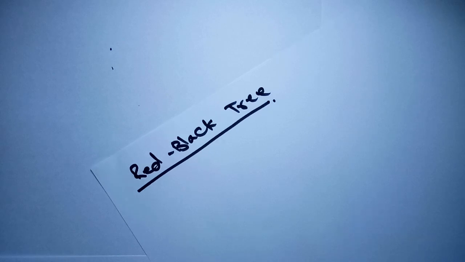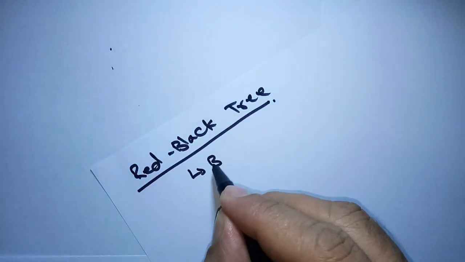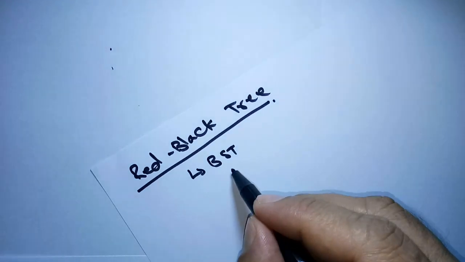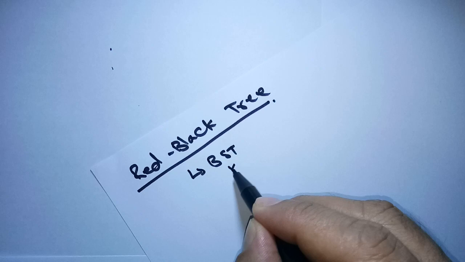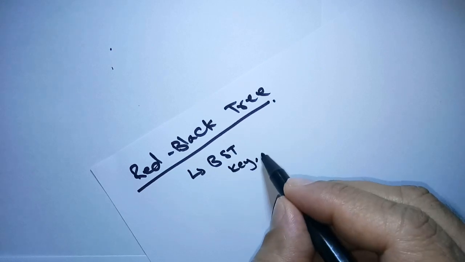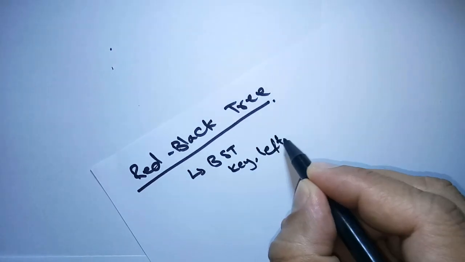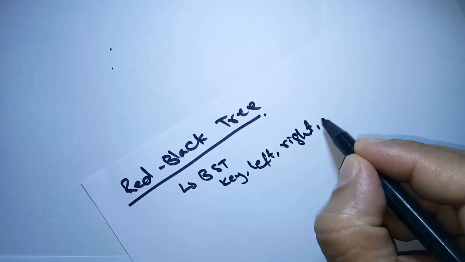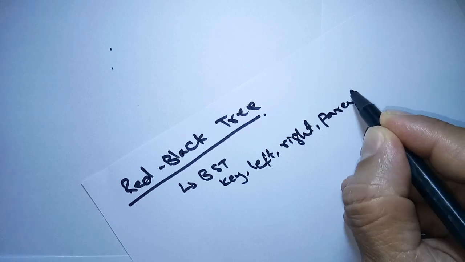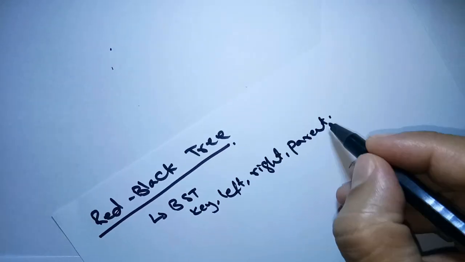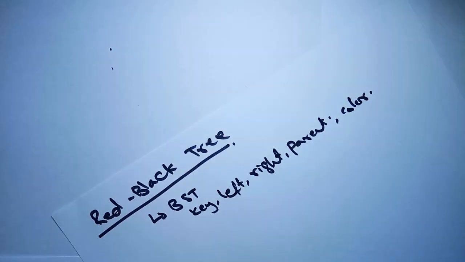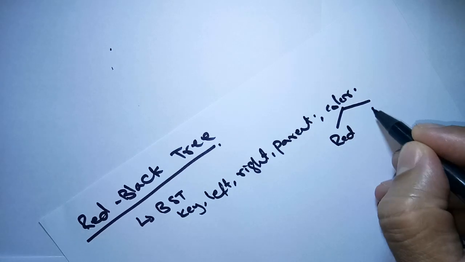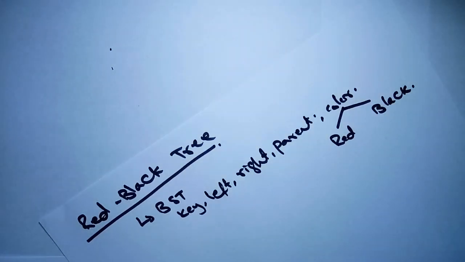A red black tree is a binary search tree that contains a key value, a pointer to the left child or left subtree, a pointer to the right subtree, a pointer to its parent, and one additional bit for color. This color could be either red or black. That's why we call it the red black tree.